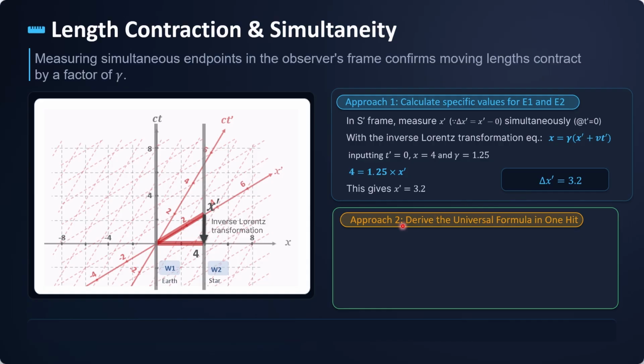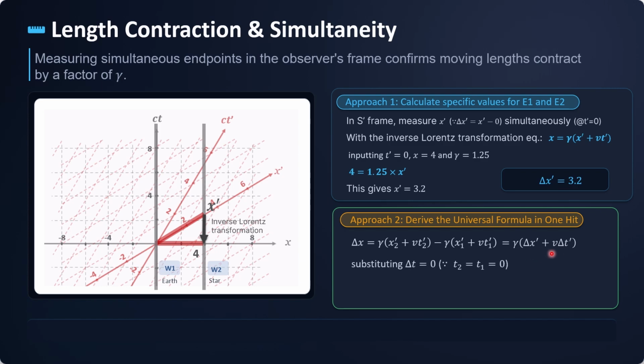Now, let's derive the universal formula in one hit. Look at approach 2 in the green box. We start with our inverse Lorentz transformation. x equals gamma times x prime plus v times t prime. In terms of distance intervals, this becomes delta x equals gamma times delta x prime plus v times delta t prime. Because we require simultaneous measurement in the observer's frame, delta t prime equals 0.